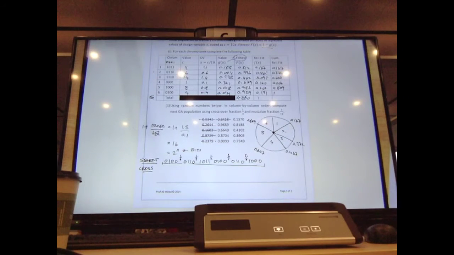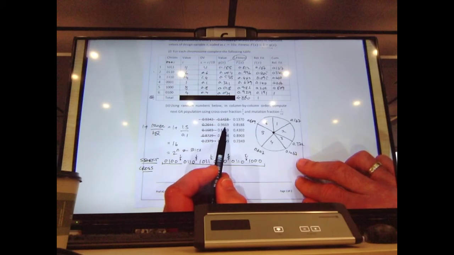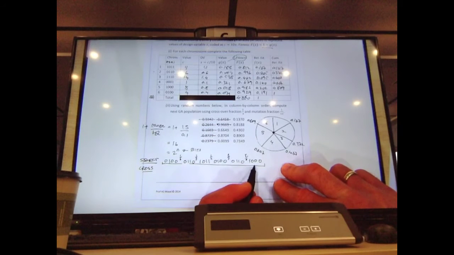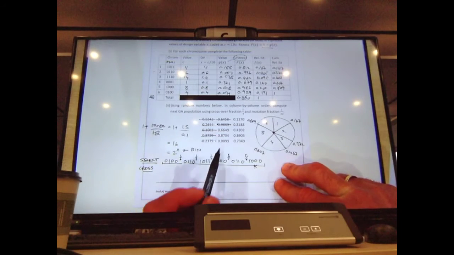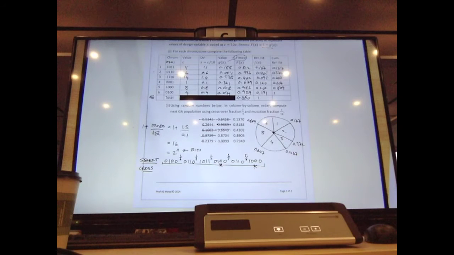So we want 2 solutions, so we have 2 random numbers. The next number is 9669, which lies in the final interval. And 6649 just lies in the fourth interval. It's slightly less than 0.666 recurring, which would be 2/3. So those are the 2 chromosomes we've selected for crossover.